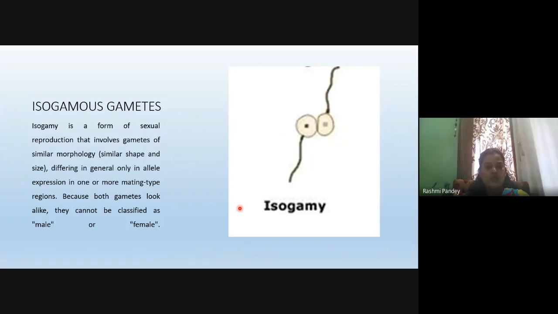That's why we cannot say who is male, who is female, or which one is a plus strain, which one is a minus strain. So they are isogamous gametes. And the fusion or the syngamy is termed as the isogamy.